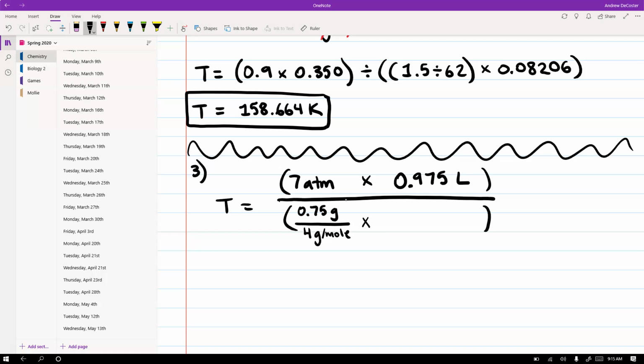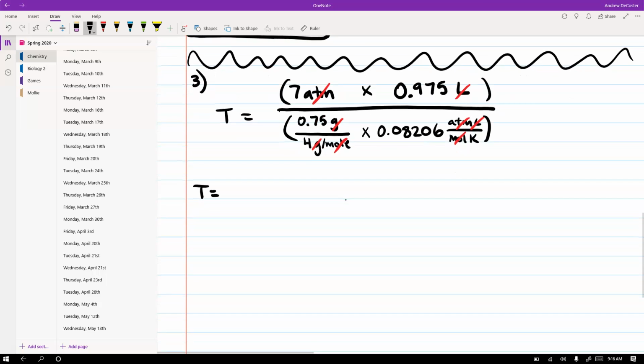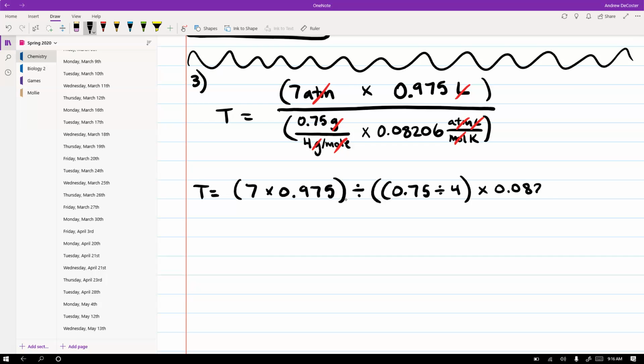I'm going to multiply that by R, which is 0.08206 ATMs times liters over moles times Kelvin. And I'm going to cancel ATMs, liters, grams, and moles. Okay, now I'm just going to plug all this into my calculator like this. So 7 times 0.975 divided by, double parentheses, 0.75 divided by 4, close the second set of parentheses, times 0.08206, close the first set of parentheses.